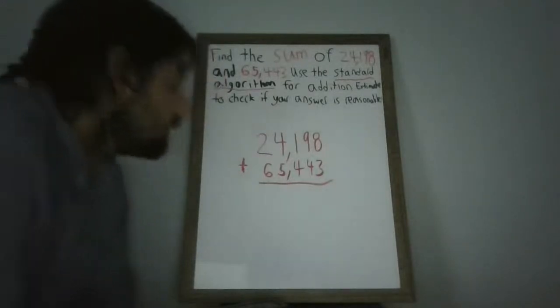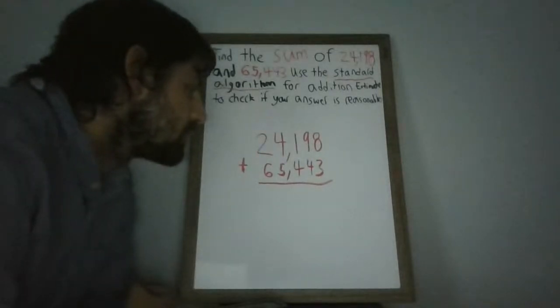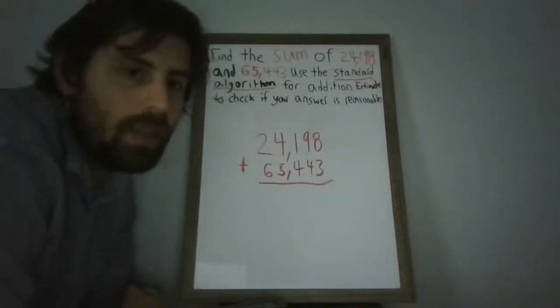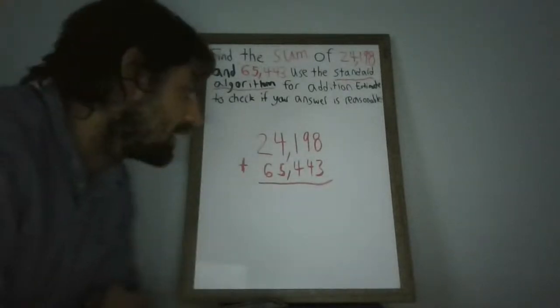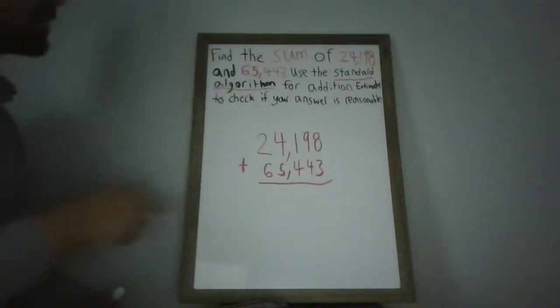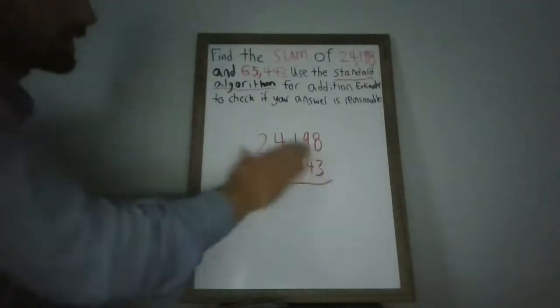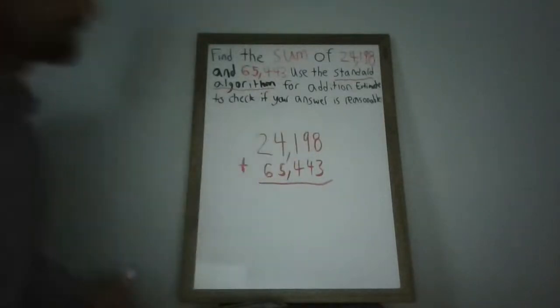So this is how you would set up the problem using the standard algorithm. You would line up the numbers, 24,198 plus 65,443, and then you would go to the column all the way to the right, the ones place. In the ones place we have 8 and 3. All we're going to worry about is adding 8 plus 3.